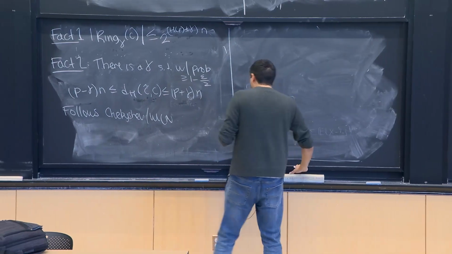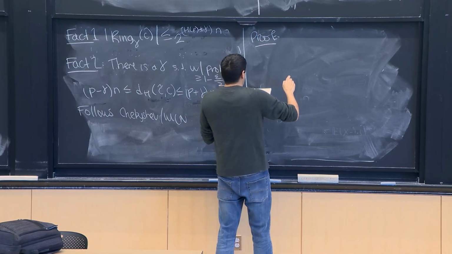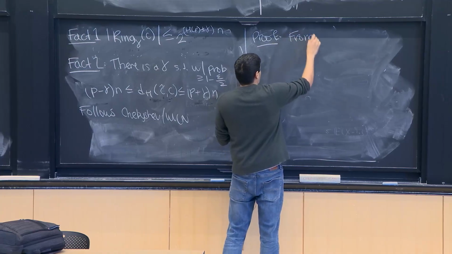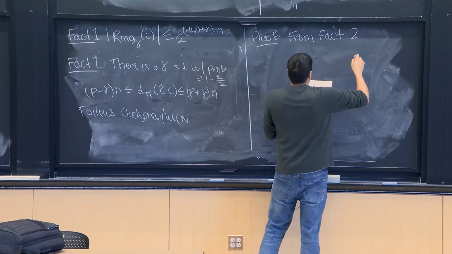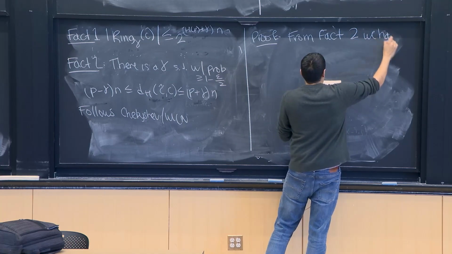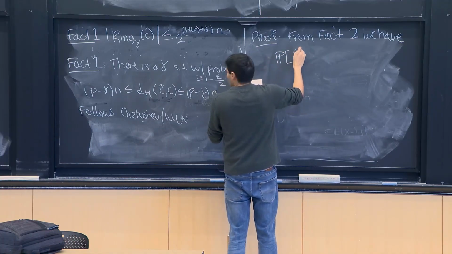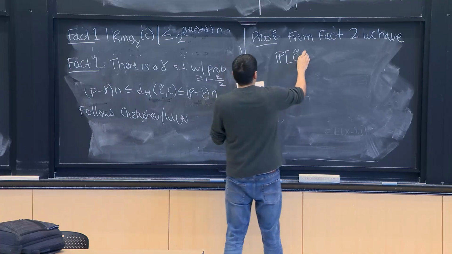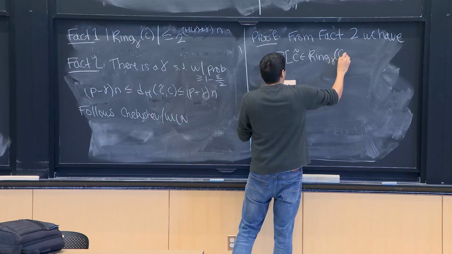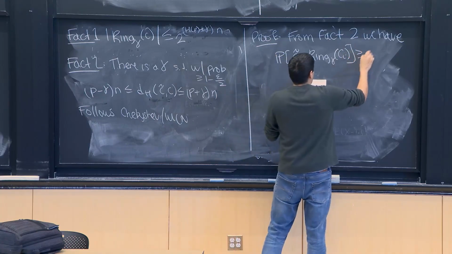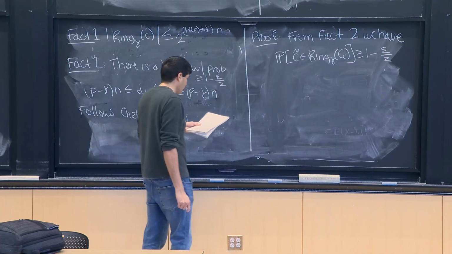So how does the proof of lemma 1 go? Our key lemma in Shannon's theorem. So first of all, from fact 2, we have the probability that C tilde belongs to the ring for some appropriately chosen gamma around Ci is at least 1 minus epsilon over 2. So my failure probability is at most epsilon over 2.